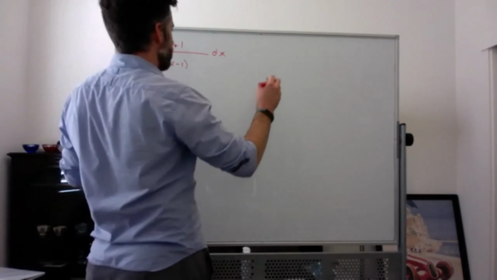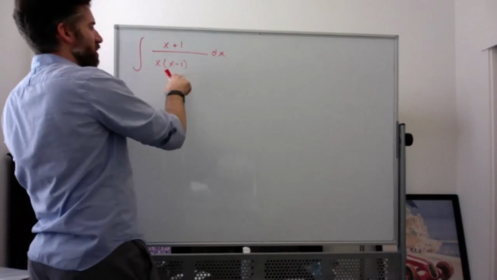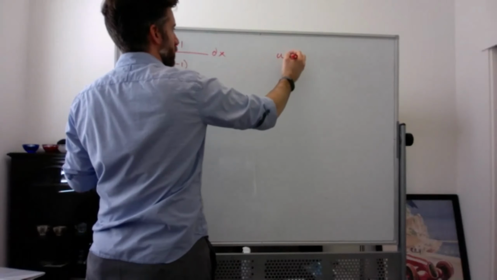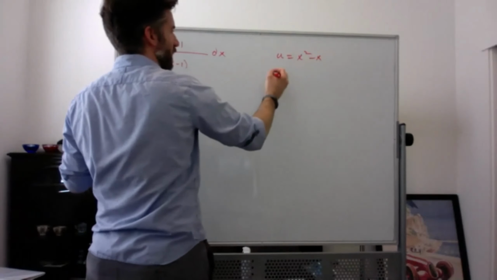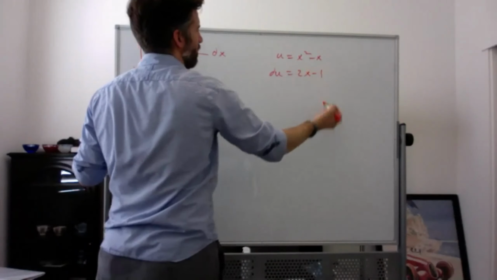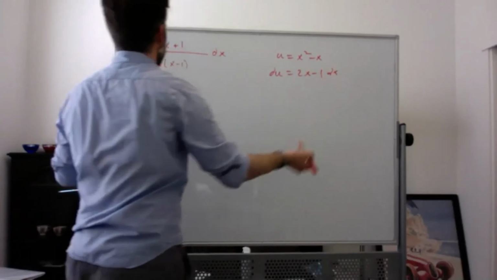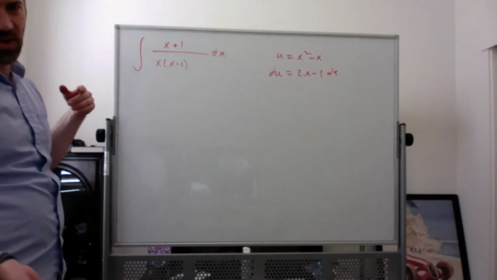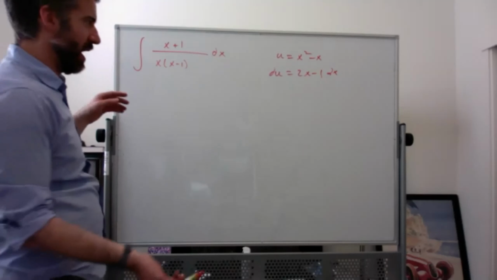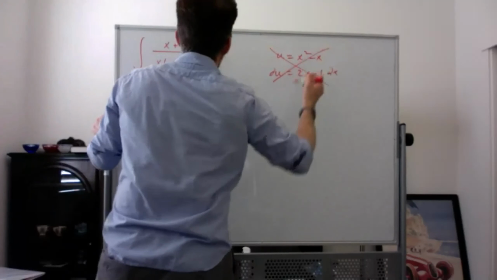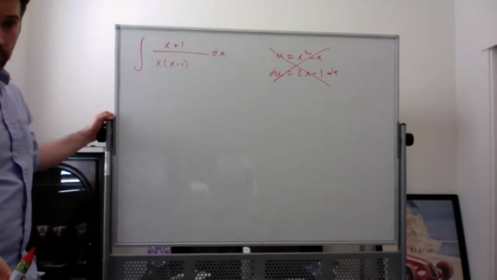It's not entirely true. You could do a u sub with the back sub. If you think of this bottom as being x squared minus x, you might think, well, du is 2x minus 1. That looks like you could almost get there, but not quite. So if it's not perfect, I just kind of ignore it. So we're going to use partial fractions.